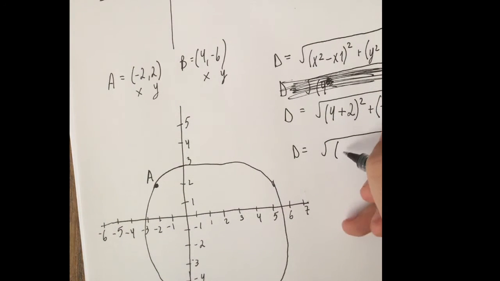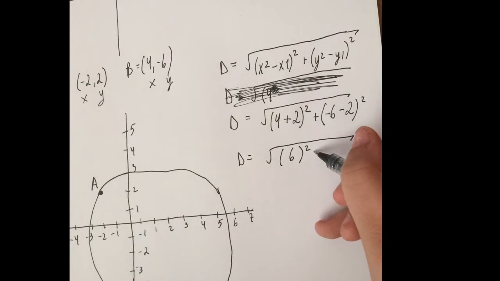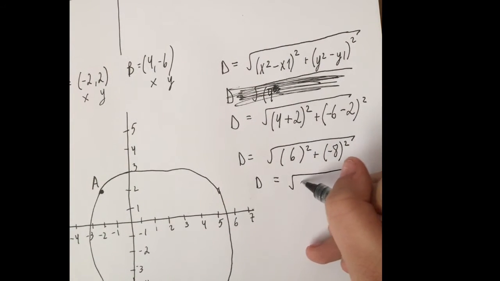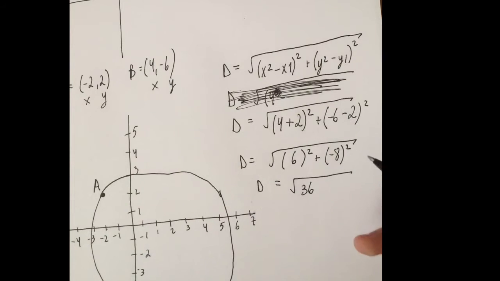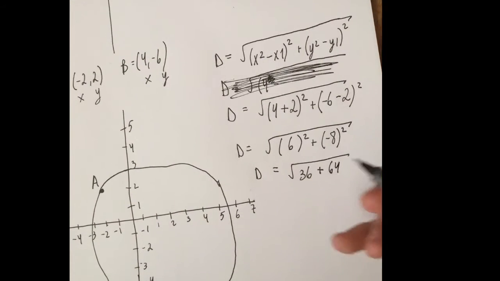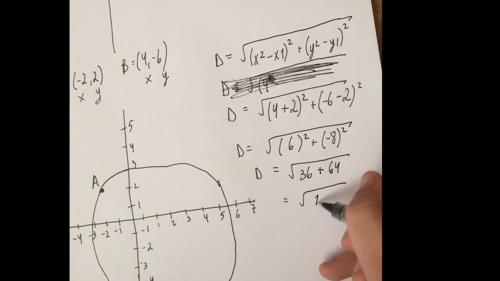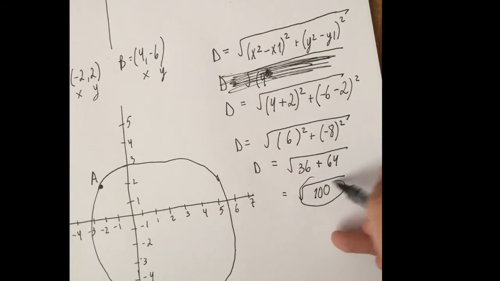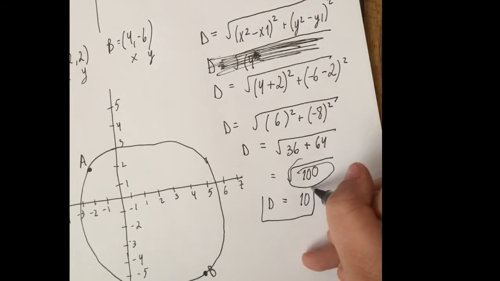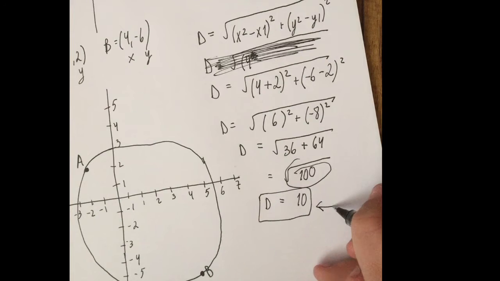Distance equals 4 plus 2 is 6 squared. -6 minus 2 is -8 squared. Solve further. 6 squared is 36. -8 times -8, or -8 squared, is 64. 36 plus 64 is 100, and remember that this is still under the square root, so that becomes distance equals 10. And that will be your length of AB, or this segment AB.